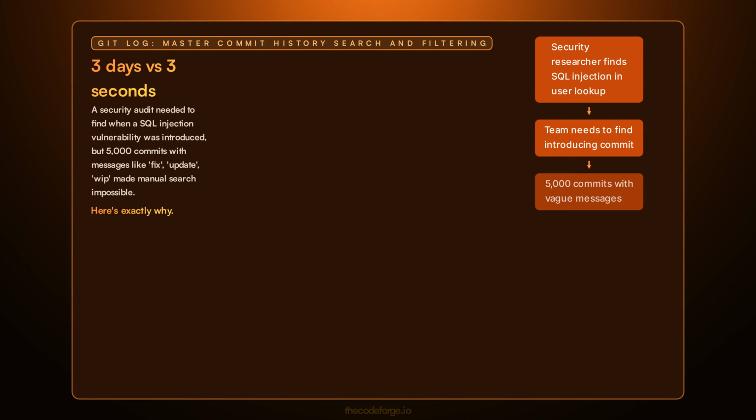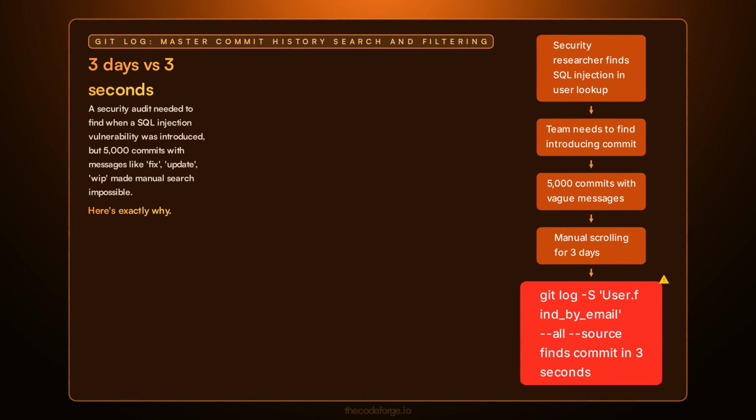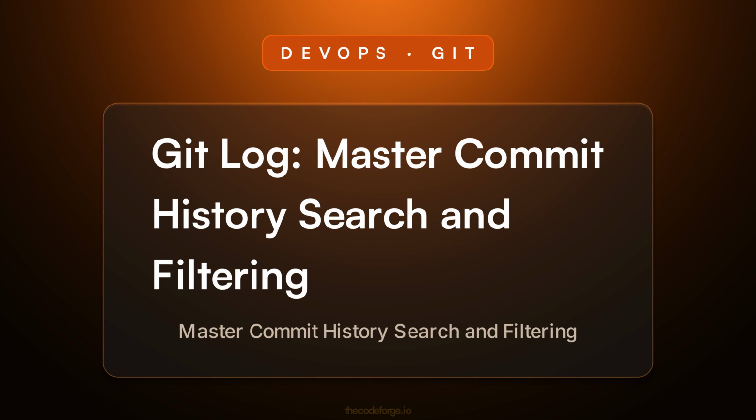3 days of scrolling through 5,000 useless commit messages, and the answer was a single command that took 3 seconds. What broke? They didn't know Git Log could search code content. Let's break down Git Log. Master commit history search and filtering, how it works, and the exact mistake behind that failure.